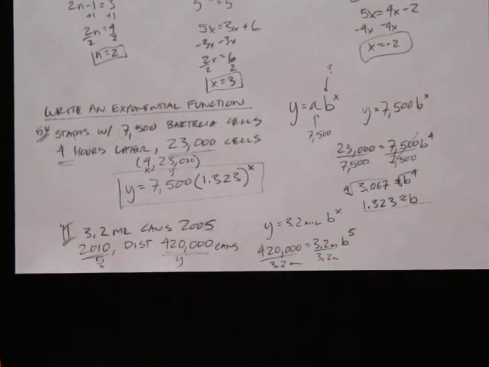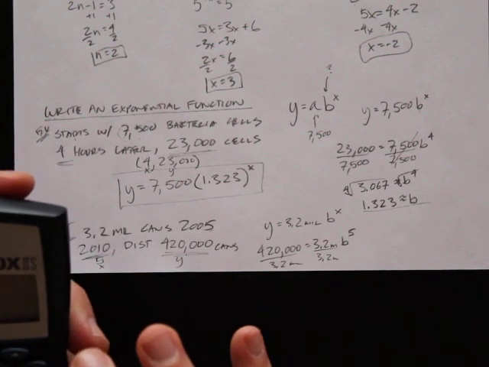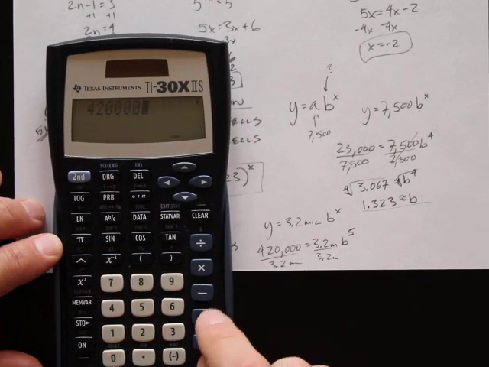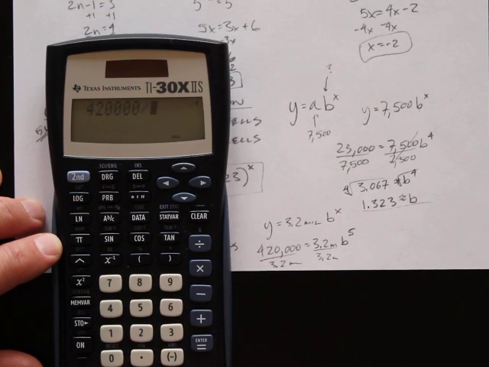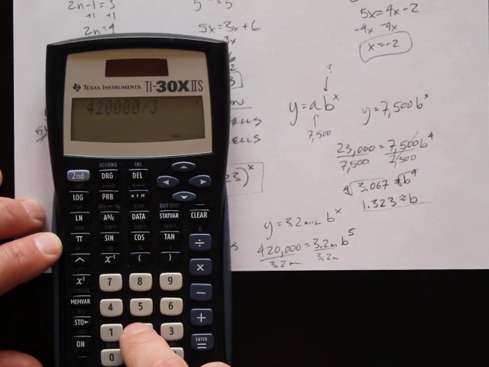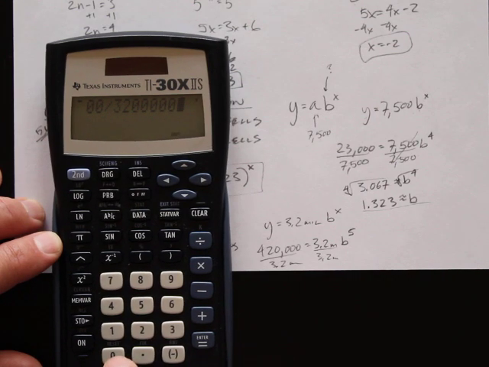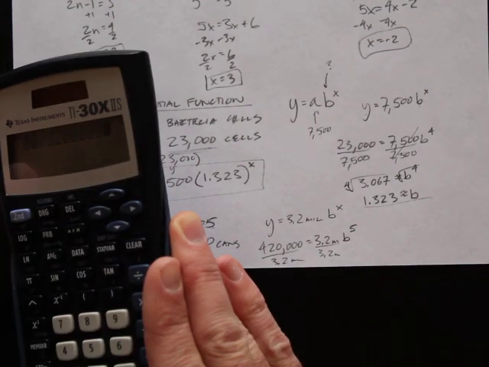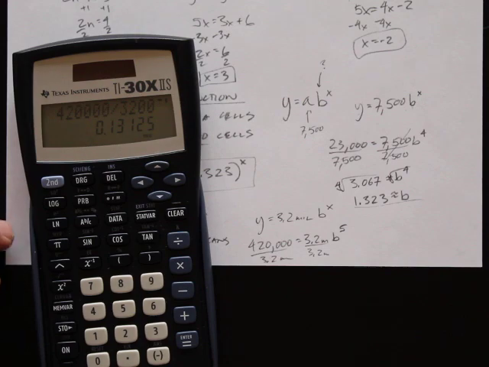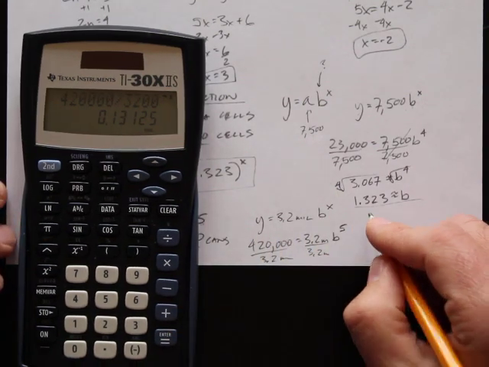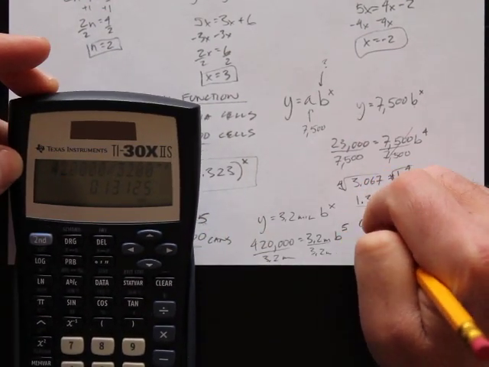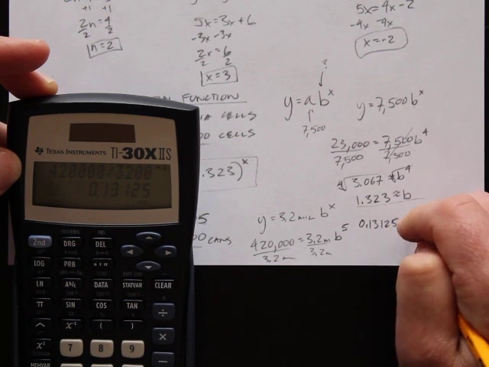And so I plug that into my calculator. Can I plug all of those numbers into my calculator? Let's see. 420,000 divided by 3,200,000. Did I get enough zeros in there? Okay. So I should have 0.13125 equals b to the 5th power.